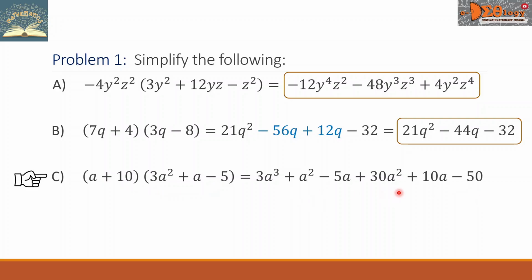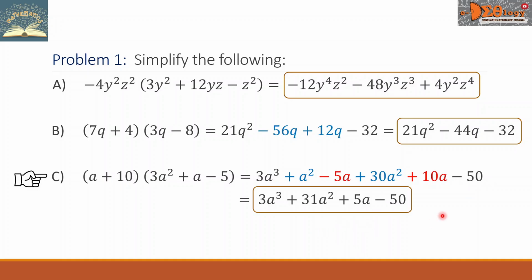From here, let us combine like terms. We copy first the 3a cubed, then we combine a squared and 30a squared. That will be positive 31a squared. We combine negative 5a with positive 10a. That will be positive 5a. Then we copy the negative 50. This is now the final answer.